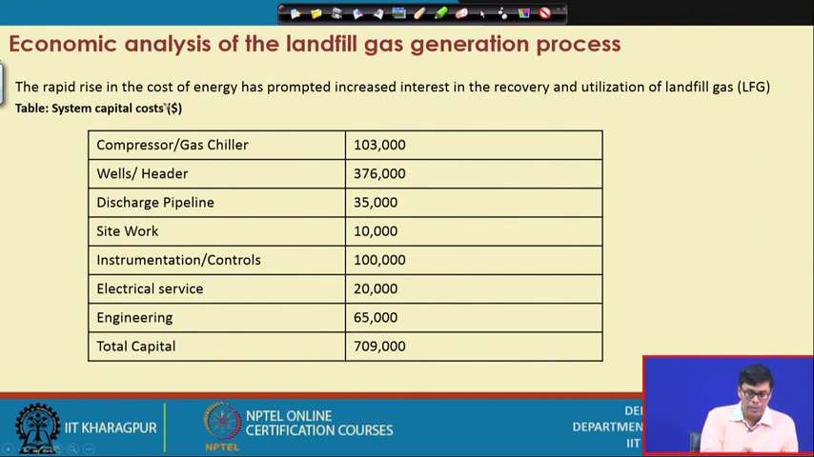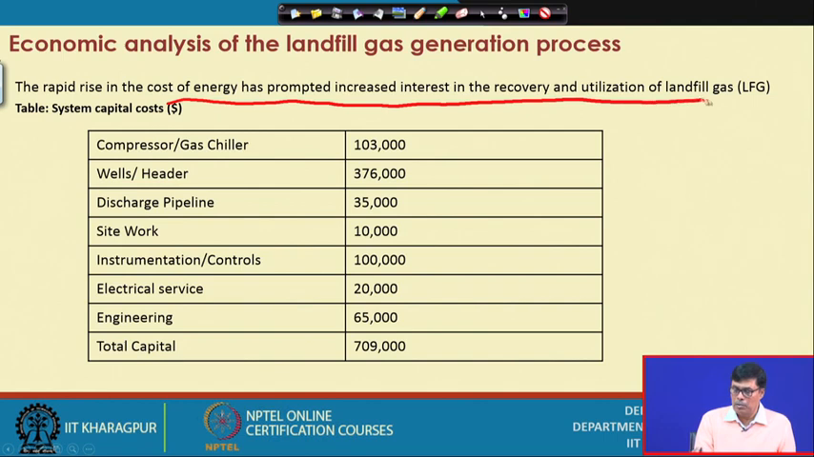The rapid rise of the cost of energy prompted increased interest in recovery and utilization of landfill gas. Now for landfill, what are the capital costs we have? We should have the compressor or gas chiller, that will cost you $103,000. Then wells and header, this is $376,000. Discharge pipeline $35,000.